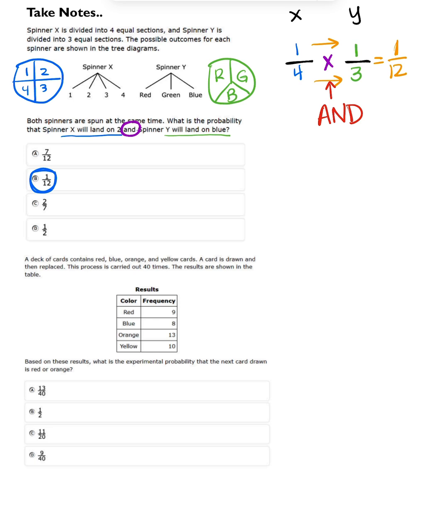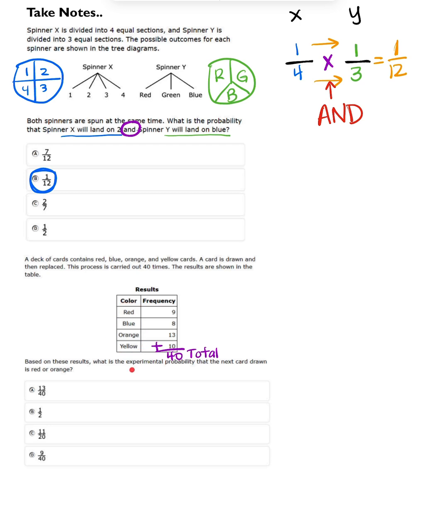So basically they already told us that the total of this table when I add it together is 40. So I'm gonna write 40 and I'm gonna label it as the total. And again, I didn't have to add because it told me up here that this happened 40 times. Again, I have 4 different colors, red, blue, orange, and yellow.